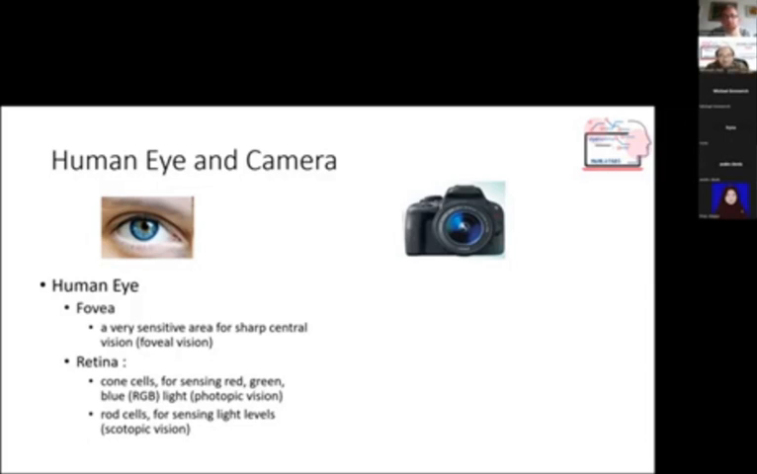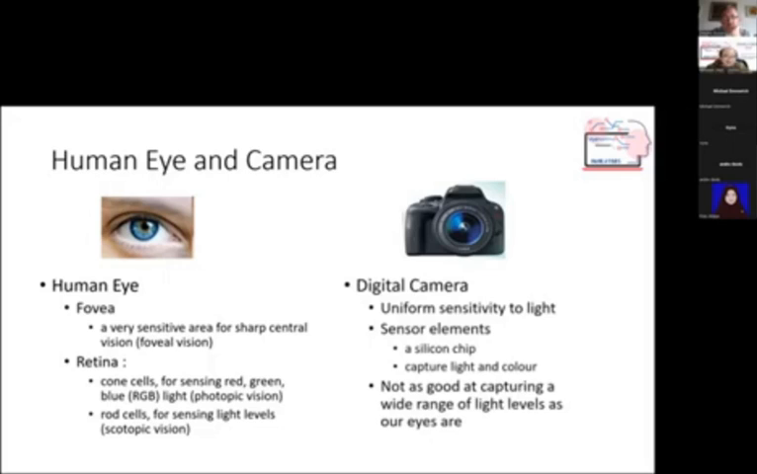The retina consists of rod cells and cone cells. The rods are responsible for vision at low light levels, or scotopic vision. Cones are responsible for vision at higher light levels, or photopic vision, such as sensing the colors red, green, and blue, or RGB light. However, digital cameras have uniform sensitivity to light across their whole field of vision.